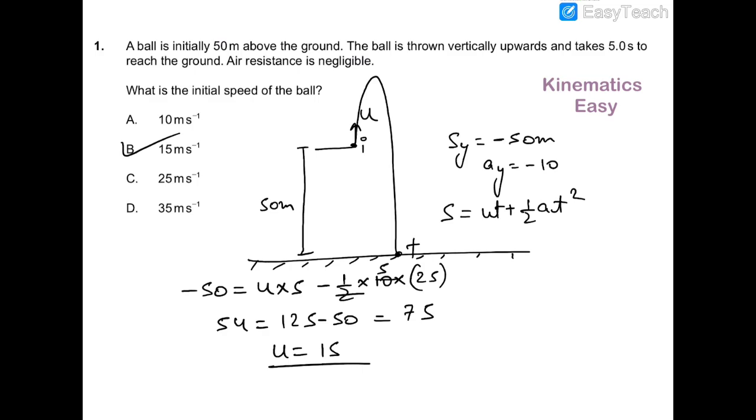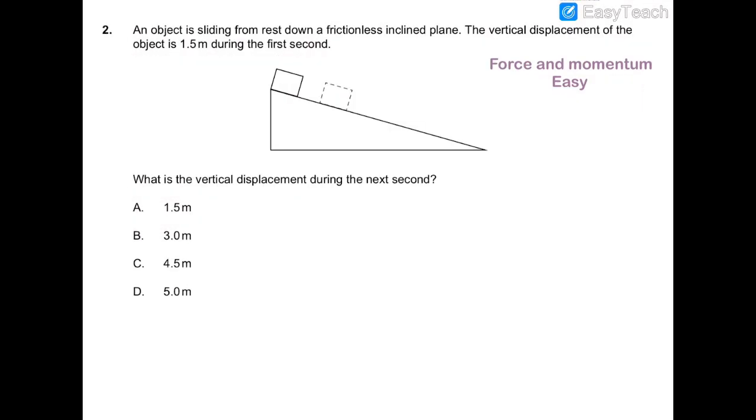Now let us move on to the next question. In this question, you can see that there is an object which is sliding from rest down on a frictionless inclined plane. The vertical displacement of the object is 1.5 meter during the first second. So what is the vertical displacement of the object during the next second? It is quite a simple question. You do not have to take any angle or consider the acceleration on the inclined plane.